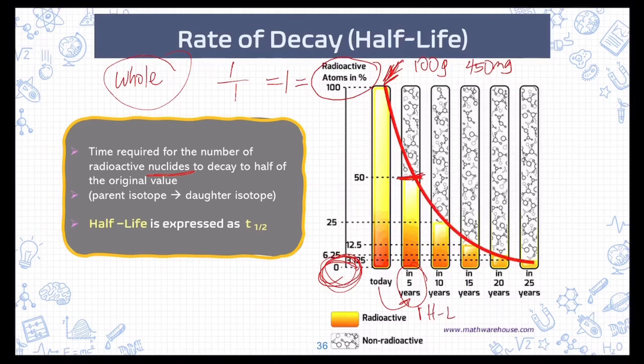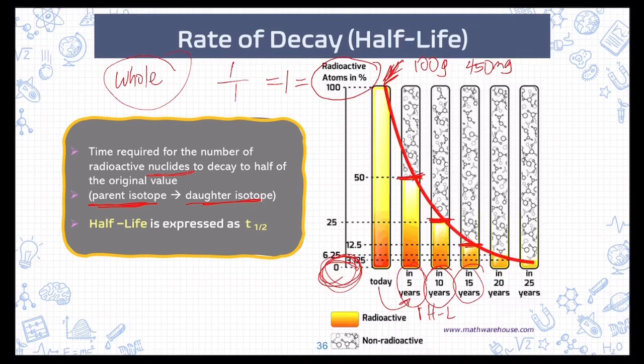After another 5 years passes, so 5 plus 5, that's 10 years now, we are down to 25% of the radioactive sample. And then if you add another 5 years, 15 years have passed, half of 25 is 12.5. So 12.5% of the sample is still radioactive. What's happening is that the original isotope, the original radioactive nuclide, the parent isotope, is decaying to a more stable daughter isotope with every passing half-life.